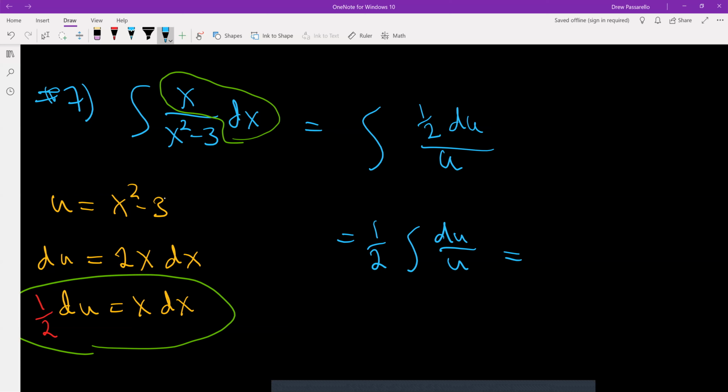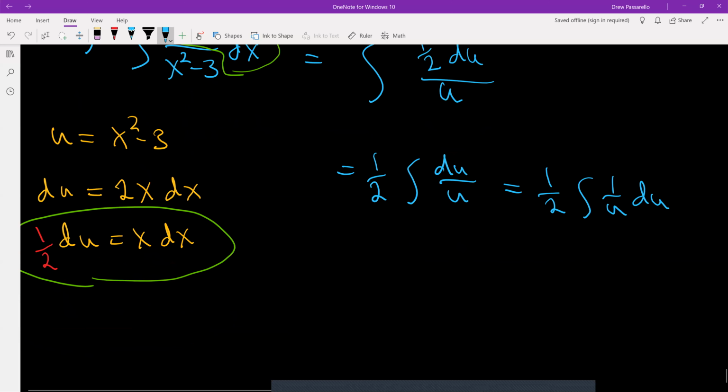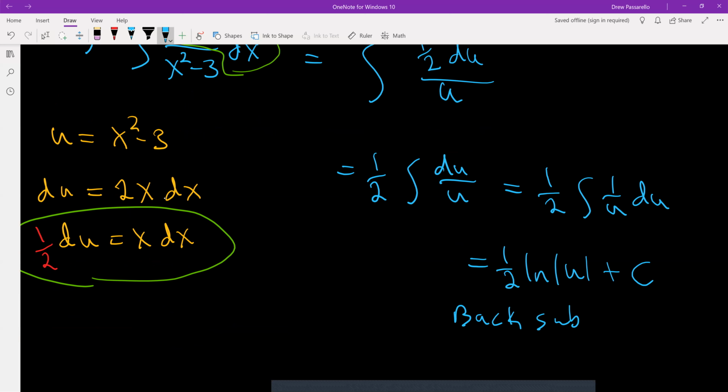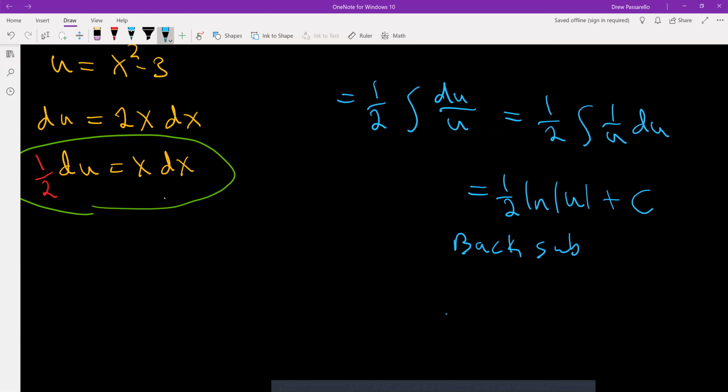So I'm just going to go ahead and write it again as 1 over u du, because that's just what we've been looking at. And then that turns into the natural log of the absolute value of u. And then I back substitute. U is x squared minus 3. Okay, so that's what we'll get for the answer.